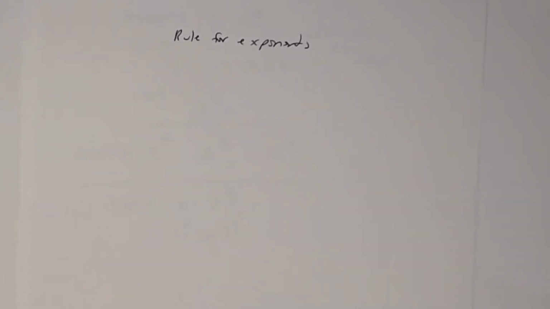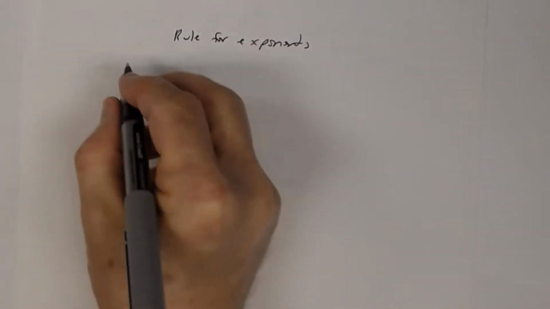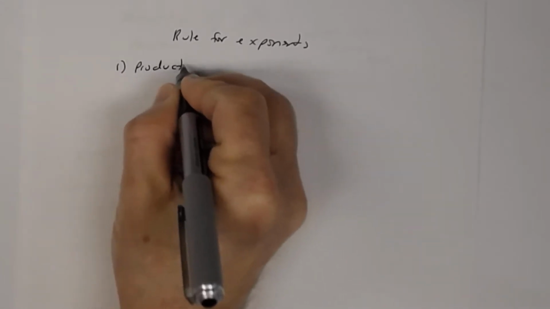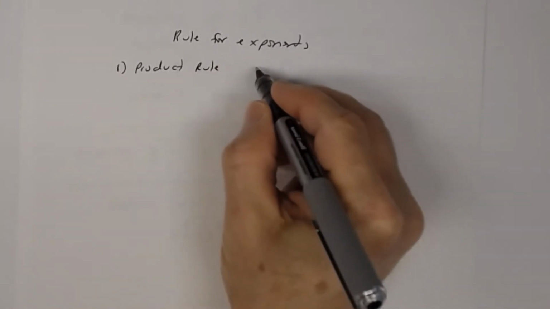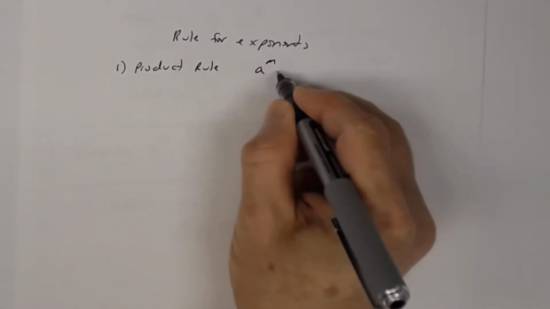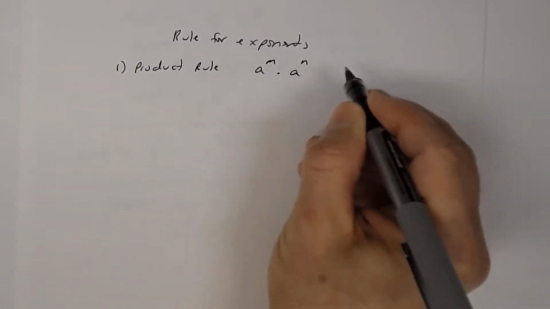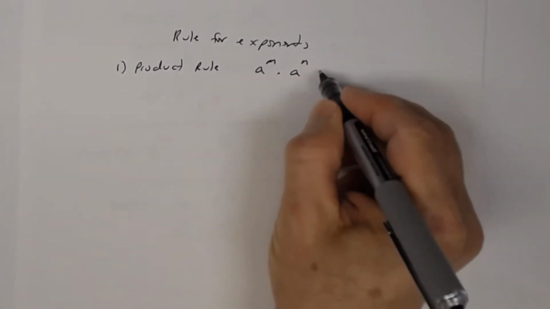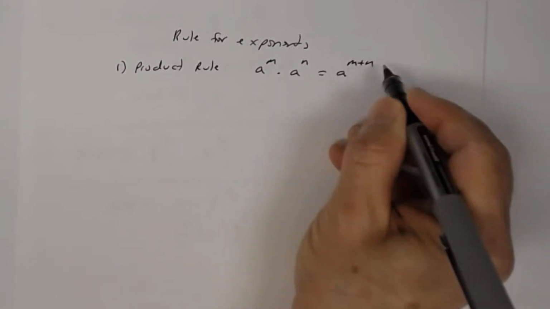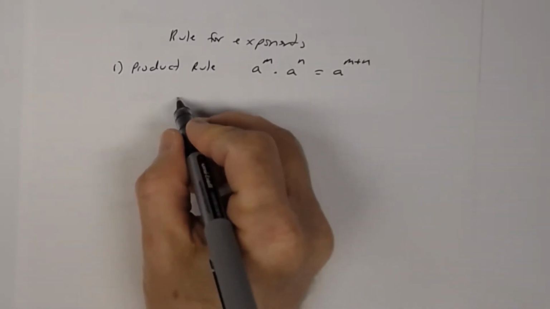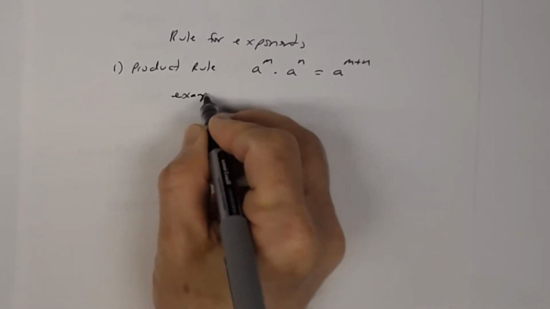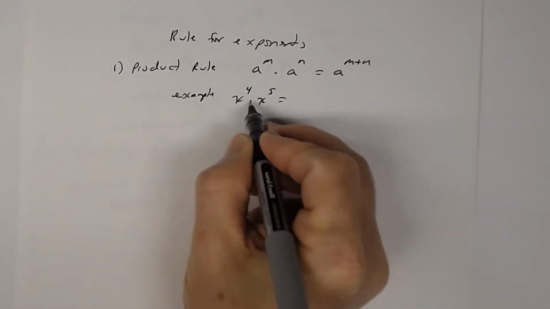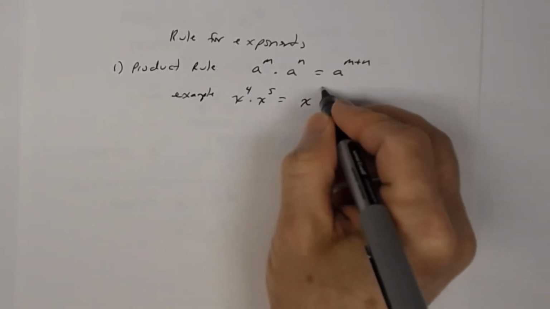So the first one is called the product rule. So number 1, the product rule. And remember, the product rule says if you have a to the m power times a to the n power, so when you multiply like bases, remember the phrase, when you multiply like bases, you add exponents, that becomes a to the m plus n. So for example, if you have x to the 4th power times x to the 5th power, when you multiply like bases, you add exponents, that becomes x to the 9th power. Okay?